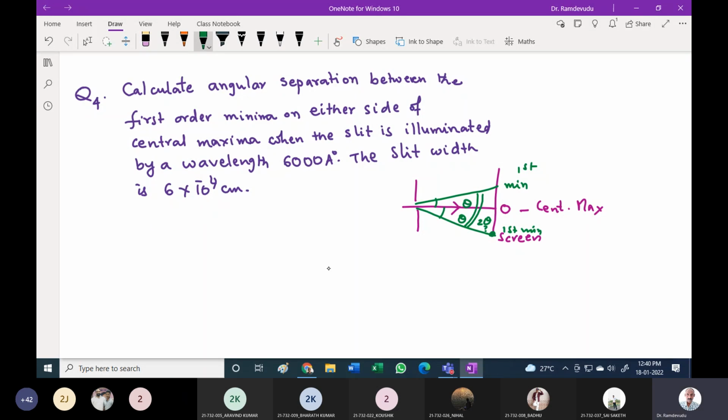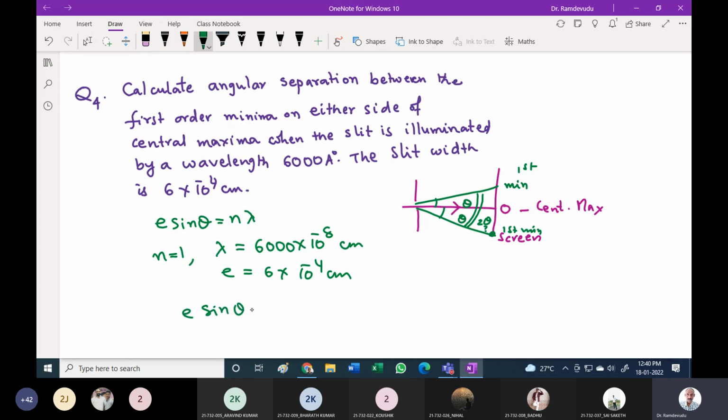Equation is e sin theta is equal to n lambda. n they have given as first order. Lambda they have given as 6,000 Angstrom units, so I can write it as 6 into 10 to the power minus 5 centimeters. And then they have given slit width e is equal to 6 into 10 to the power minus 4 centimeters. And therefore we have e sin theta is equal to n lambda, where e is 6 into 10 to the power minus 4.